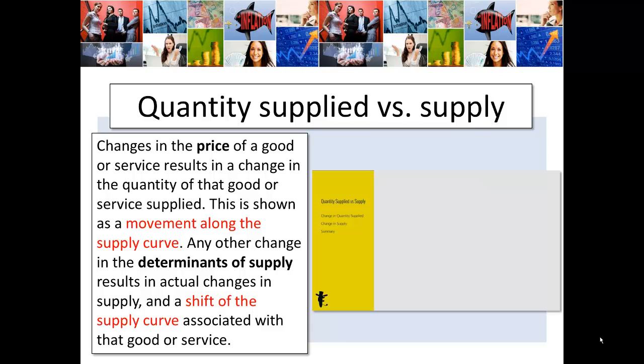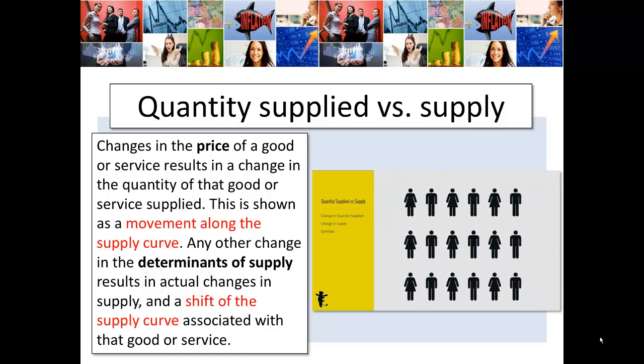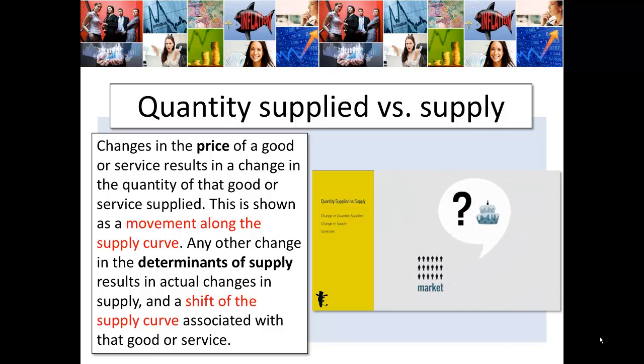So far, we have been talking about individual supply. How do we derive the market supply? In other words, how many cakes can the market supply?